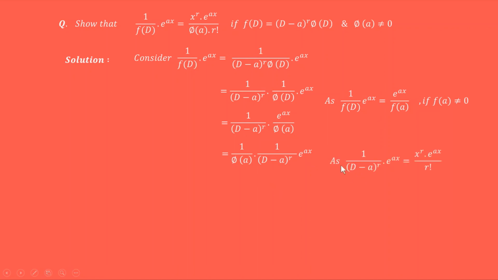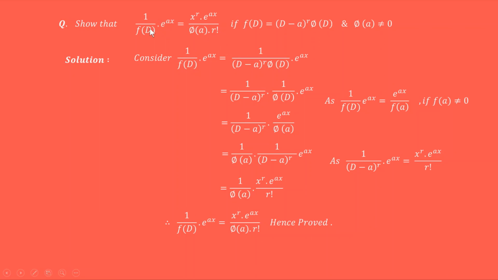Now you know by the previous result that 1/(D-a)^r e^x = x^r e^x / r!. So put this value here, and so 1/phi(a) times x^r e^x / r!. Therefore 1/f(D) e^x = x^r e^x / (phi(a) r!). Hence proved. And so we get the result 1/f(D) e^x = x^r e^x / (phi(a) r!).